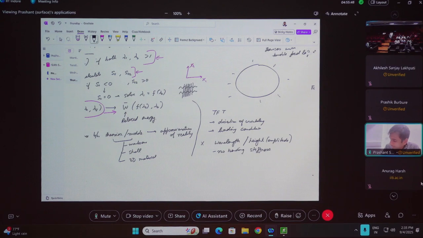If you want to capture these things, then you need to use a shell model or a 3D material model. But a shell model is a little bit more complex, and a 3D material model will be very, very computationally expensive. So there's always a balance between cost and reward. If you're willing to pay more, you get more. If you want to pay less, you get less. So you just have to make a balance between the two.